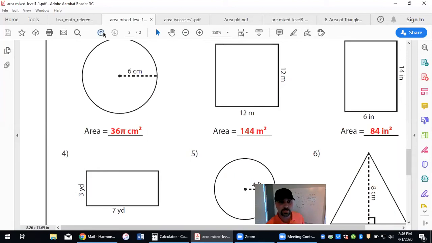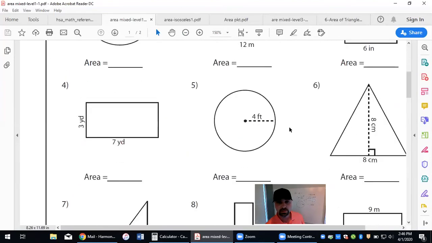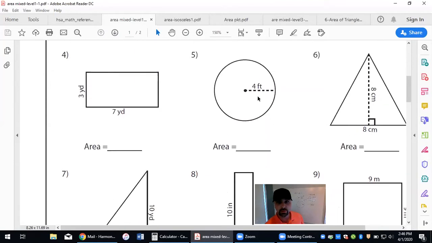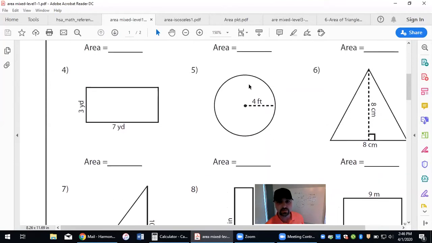Let's go back up to the first page. Skip 2, 3, and 4. Number 5 is a circle, okay? So why don't you take a second, pause the video, and work this problem out. We're going to come up with the actual answer instead of what they have there.